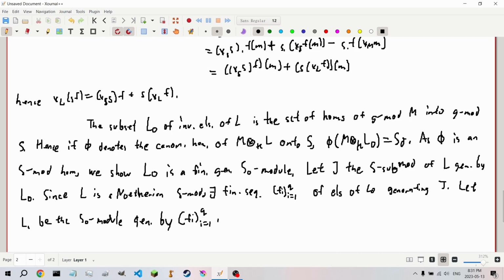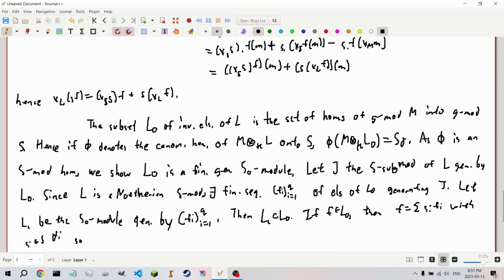Keep in mind that J is an S module, this is an S0 module. Then we have that L1 is an L0. If F is an L0, then we can write F as the sum of Si Fi with Si in S for all i.